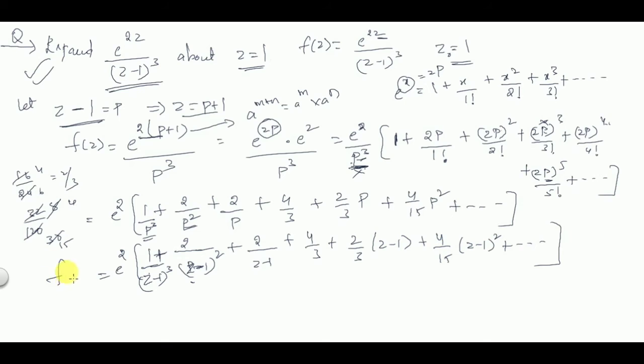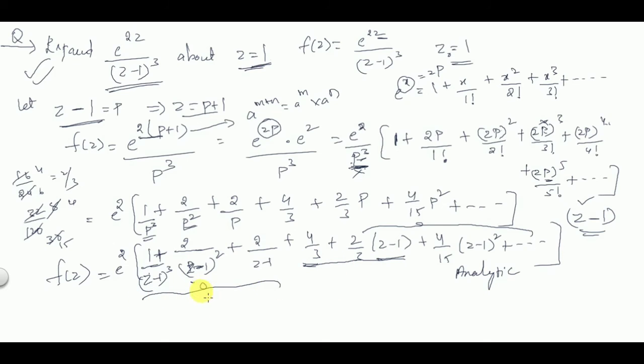Okay, so this is the expansion of f of z about z is equal to 1 using Laurent series. If you observe, you are expanding about z is equal to 1, so you'll get z minus 1 terms. In Laurent series you'll get both positive and negative powers of z minus 1. All these represent positive powers of z minus 1, that is, all these are the analytic part. And these three terms represent the principal part.